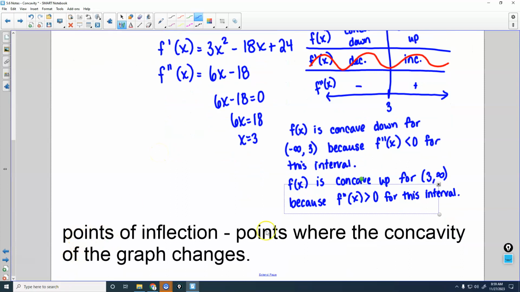Okay, there's a definition down here at the bottom of that slide. A point of inflection is a point where the concavity of a graph changes. So this one did not ask for it, but if it had, x equals 3 is a point of inflection for that graph. Questions? It's a lot like our increasing, decreasing stuff. For increasing and decreasing, you're going to give an interval. For a point of inflection, you're going to say there's a point of inflection because your second derivative changes signs there. All right, so let's keep going.